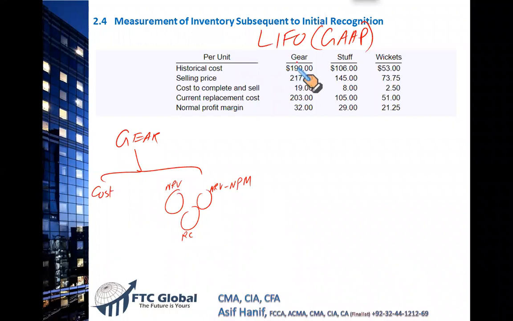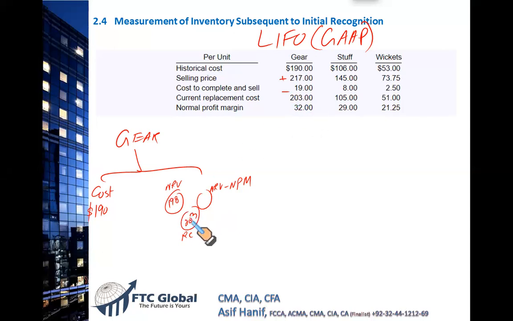What is the cost? The historical cost of gear is 190. Put it right here. What about the NRV? We know NRV is simply selling price minus cost to complete and sell. 217 minus 19 is 198. Plug it in this specific circle. Then what is the replacement cost? It is given right here, 203.